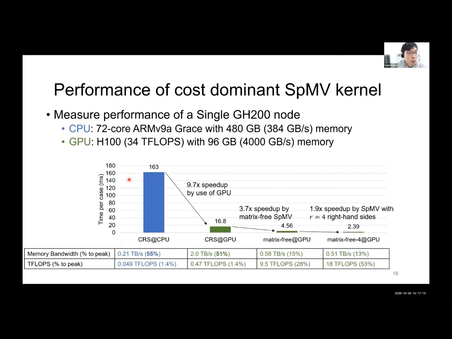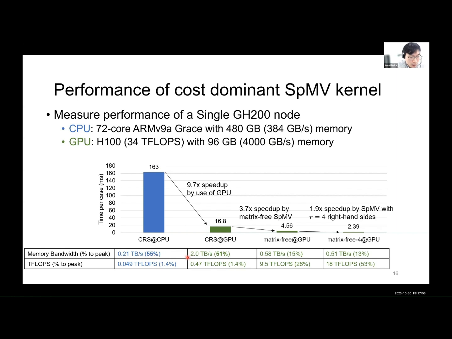First, I will show the performance of the cost-dominant SPMV kernel. Here we measure performance on a single GH200 node, which has a 72-core CPU and one H100 GPU. Here, the memory transfer speed is important. The memory bandwidth is about 10 times higher on the GPU compared to the CPU. Here, this is the CRS sparse matrix-vector product on the CPU, and this is on the GPU. We can see about a 10-fold speedup, which corresponds to the 10-fold increase in the memory bandwidth of the GPU.